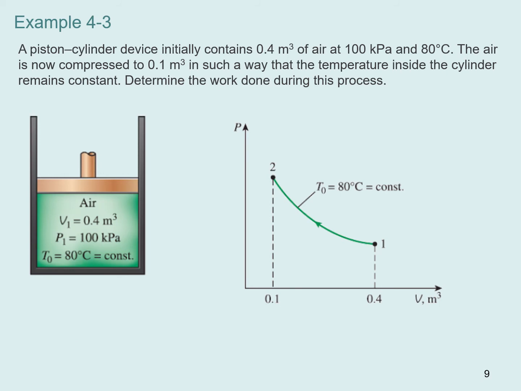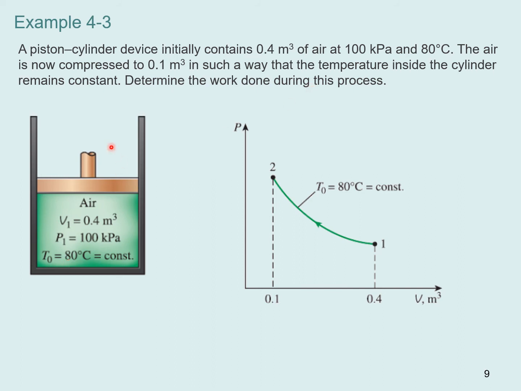Let's look at another example, example 4.3. A piston cylinder device initially contains 4.4 cubic meters of air. Okay, so this is air, so you've got to pay attention, at 100 kilopascals and 80 degrees C. The air is now compressed to 0.1 cubic meters in such a way that the temperature remains constant. So temperature remains constant, which means this is an isothermal process. So we have to remember to use the correct formula here.